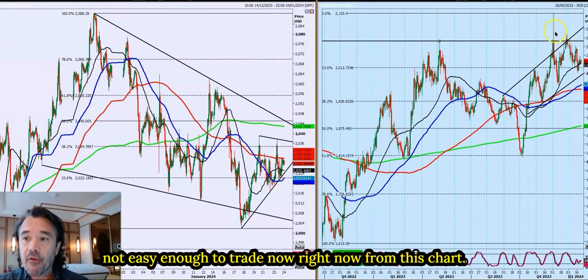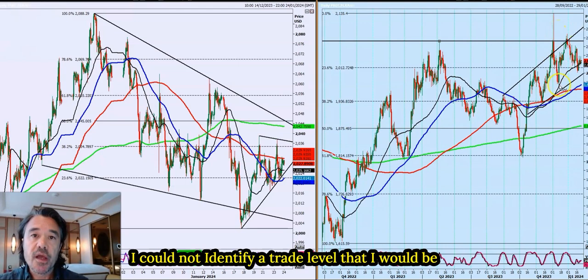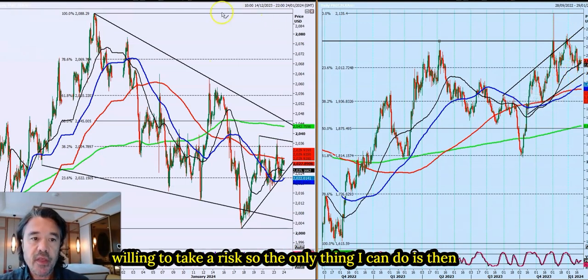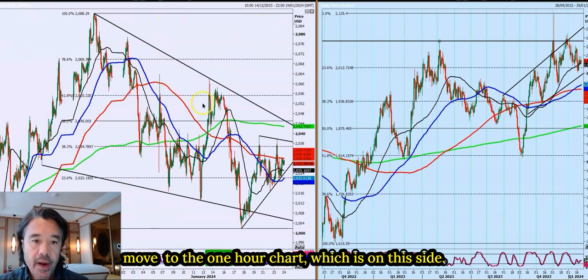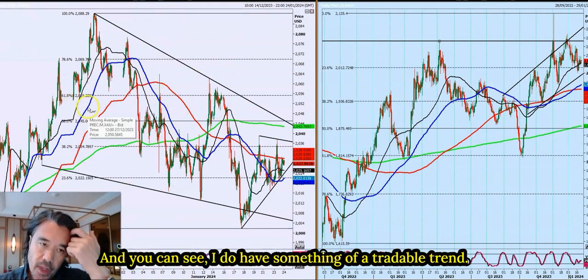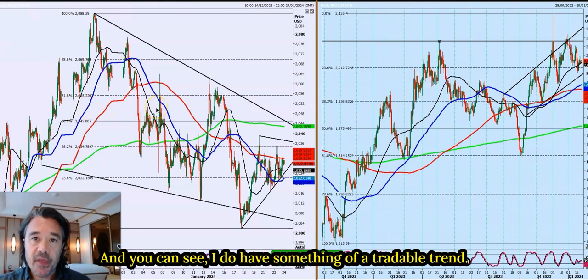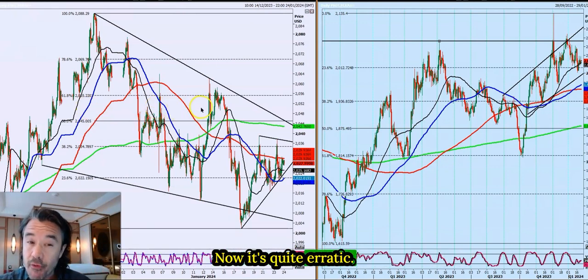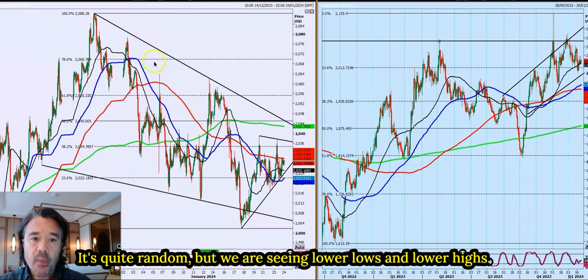Right now, from this chart, I could not identify a trade level that I would be willing to take a risk on. So the only thing I can do is move to the 1 hour chart, and you can see I do have something of a tradable trend. Now, it's quite erratic, quite random, but we are seeing lower lows and lower highs.